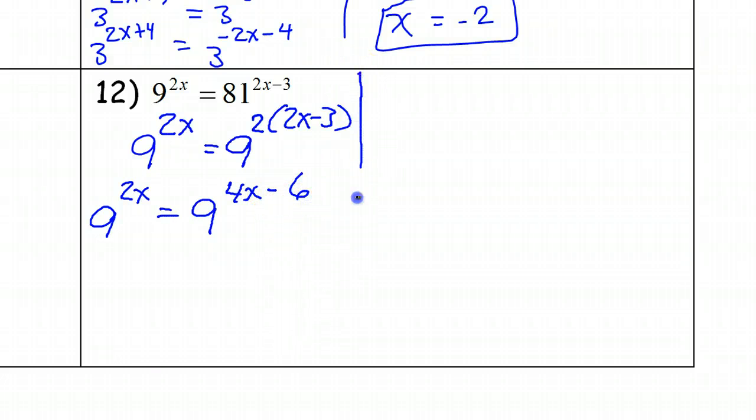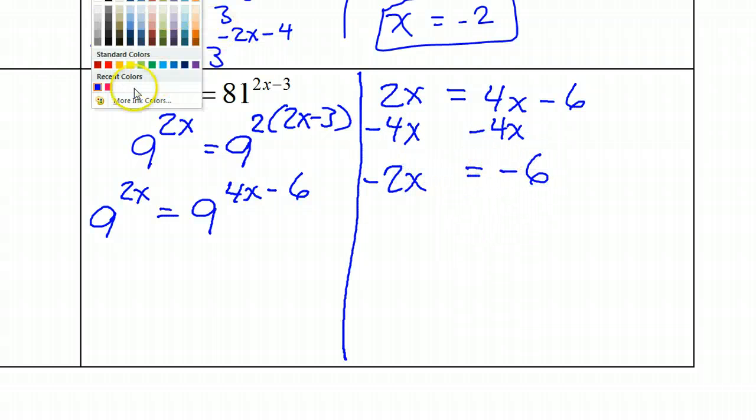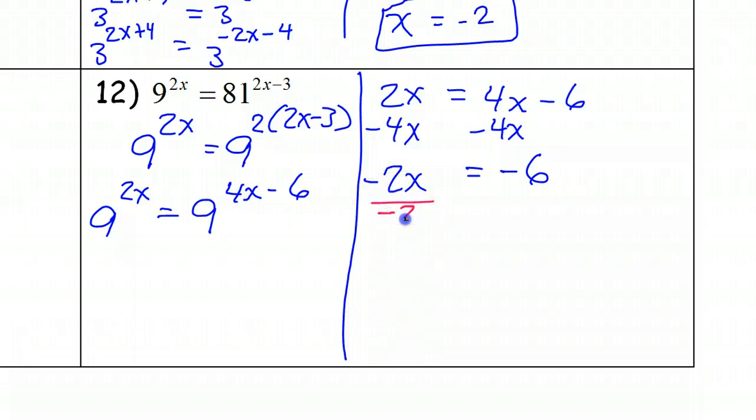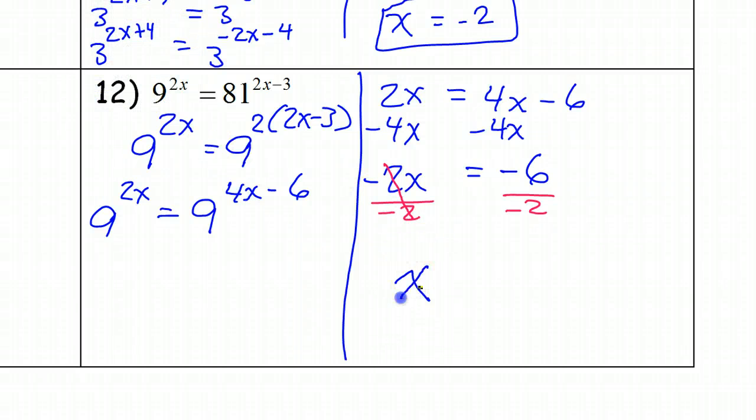If the bases are equal, the exponents are equal. So 2x should equal 4x minus 6. Let's get these x's together by subtracting 4x from both sides. So that will give me negative 2x is equal to negative 6. And in the last step, we will divide both sides by negative 2. So that will give me x equals positive 3. And that should be your answer to number 12.